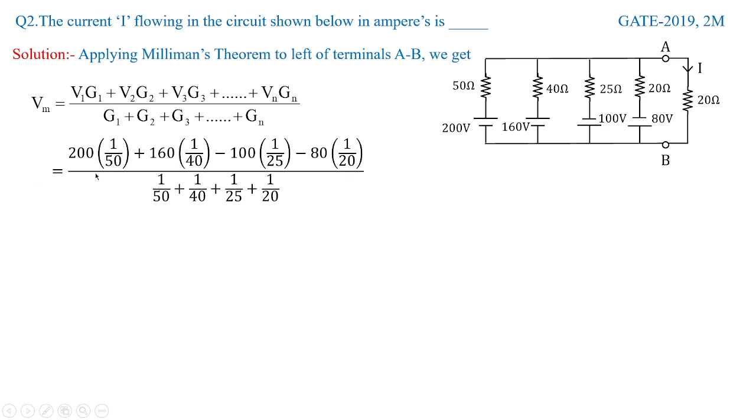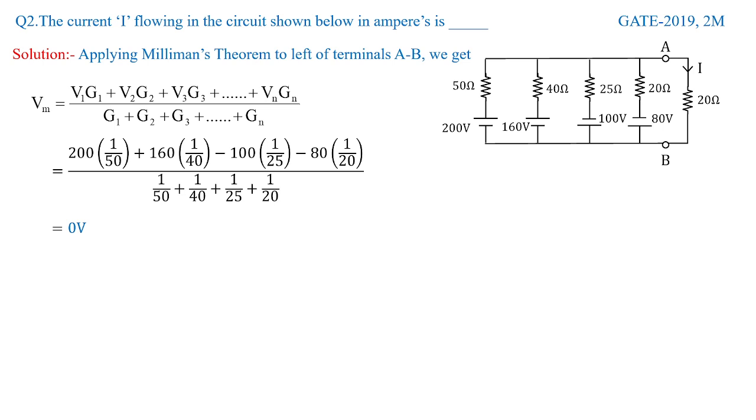So when I solve this equation, clearly 200 by 50 is equivalent to 4. 160 by 40 is also equivalent to 4. Minus 100 by 25 is once again 4. And minus 80 by 20 is once again 4. So in fact, the terms in the numerator will get cancelled out and we are left with Vm whose value is equal to 0 volts.